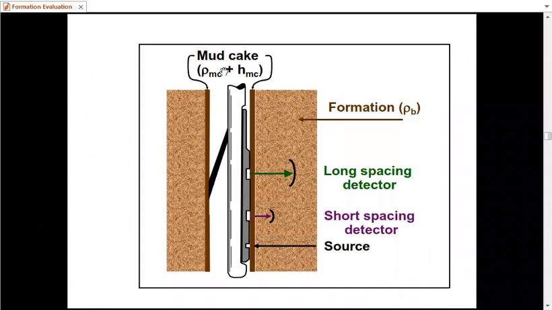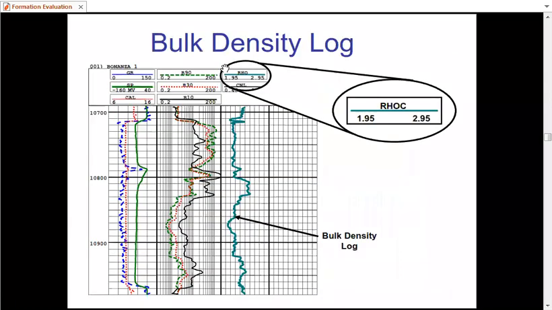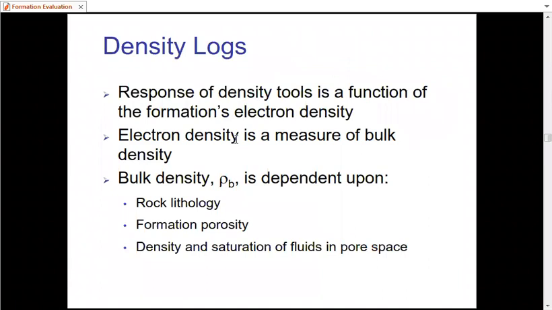The density log is affected by the mud cake and by the condition of the wellbore. This is an example of a bulk density log, considering the response taken from this log. If you have a gas zone in any interval, you will get an indication and response in the density log, and we will consider it in the interpretation process.